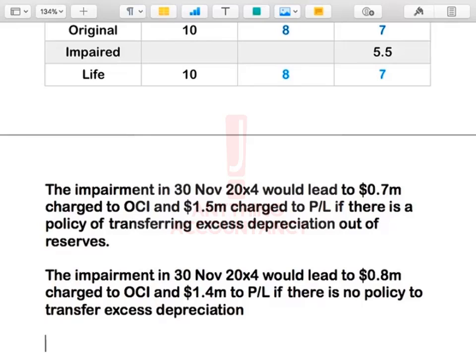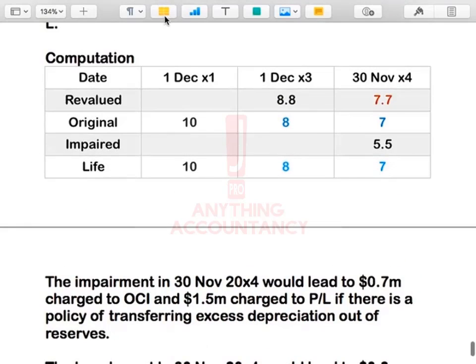Are we okay? Got it? Any questions there? Do you know how to get the number now? 0.7, 1.5. Yes, no? Okay, let me go through. 0.7 is the difference between these two.